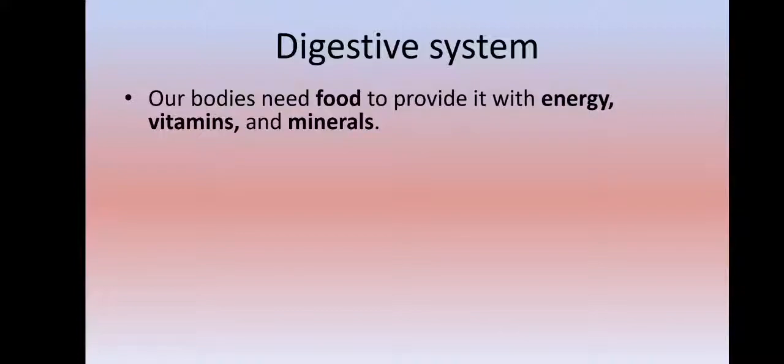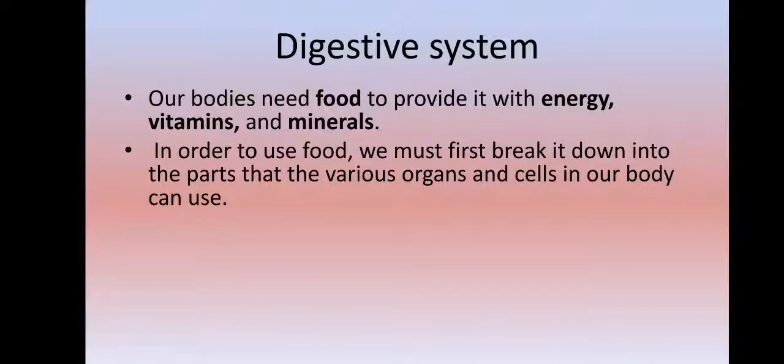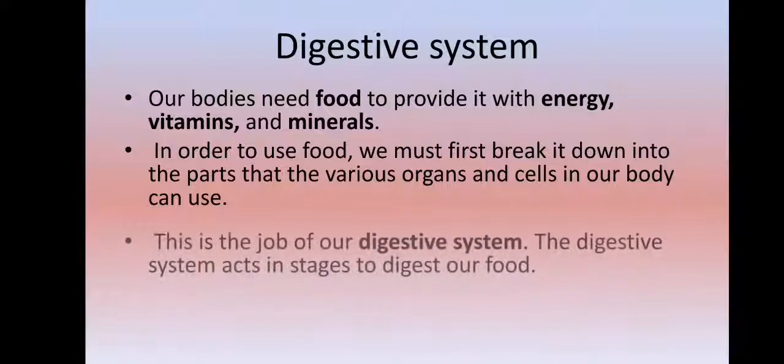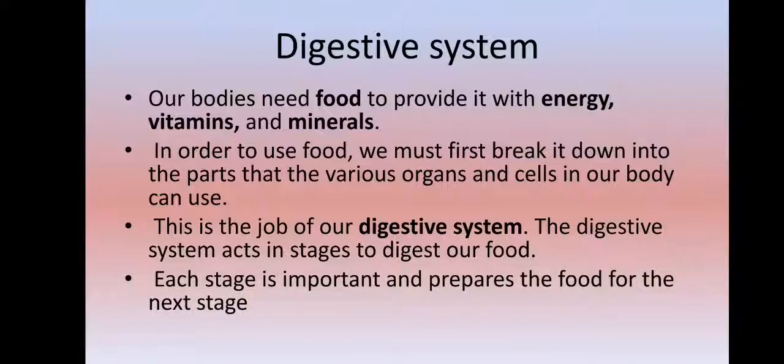Okay, our bodies need food to provide them with energy, vitamins, and minerals. So in order to use food, we must first break it down into the parts that the various organs and cells in our body can use. This is the job of our digestive system. The digestive system acts in stages to digest our food. It breaks large molecules into small pieces of food. Each stage is important and prepares the food for the next stage.